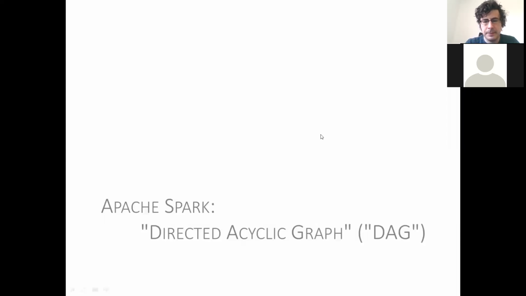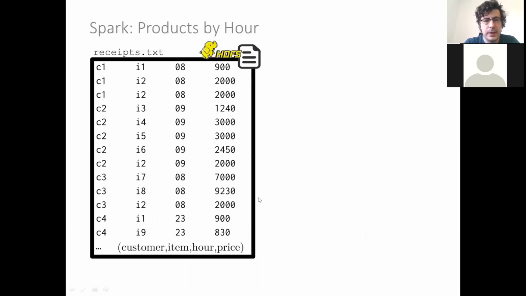Okay, so we previously spoke about transformations and actions. When we think about Spark processes, an application in Spark can be seen as forming a directed acyclic graph. So what is a directed acyclic graph? It's a graph that's directed without directed cycles. So we'll see some examples.